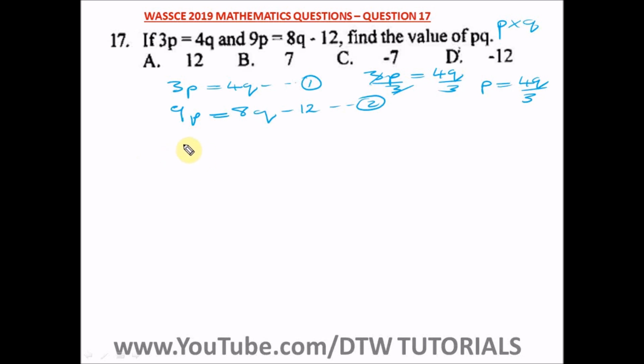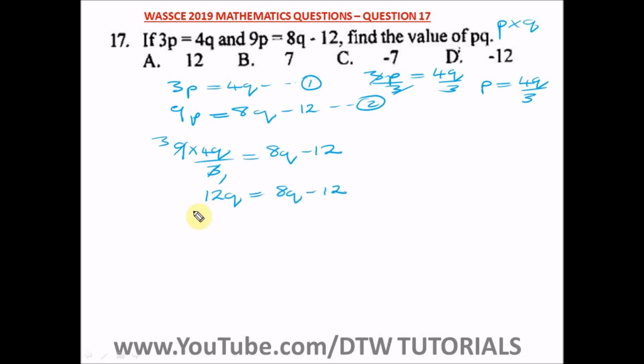We have 9, putting p as this, we have 9 times 4q over 3 equal to 8q minus 12. So 3 will cancel out. 3 here, 9 will go how many times? 3 times. We're left with 3 times 4q, that will give us 12q equal to 8q minus 12.